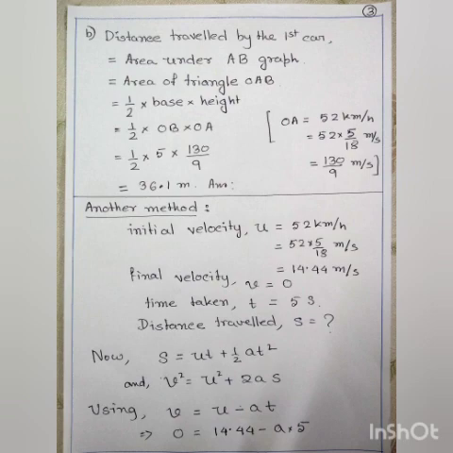Now let us consider another method also. Initial velocity u is 52 km/h. Let us convert it into meter per second. Multiply by 5/18. What we will get? u is 14.44 meter per second. Now the final velocity v is equal to 0 as the car comes to rest. And time taken is given, t equals 5 seconds. And we have to measure the distance traveled here, that is s.